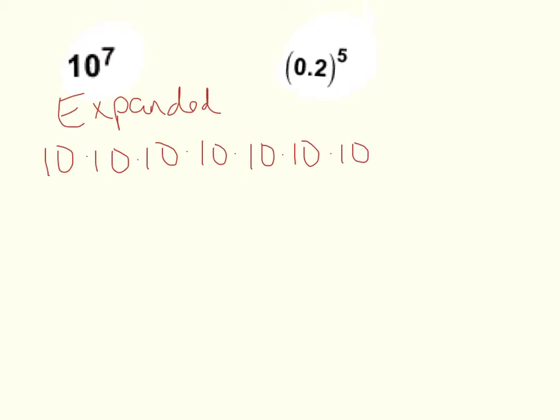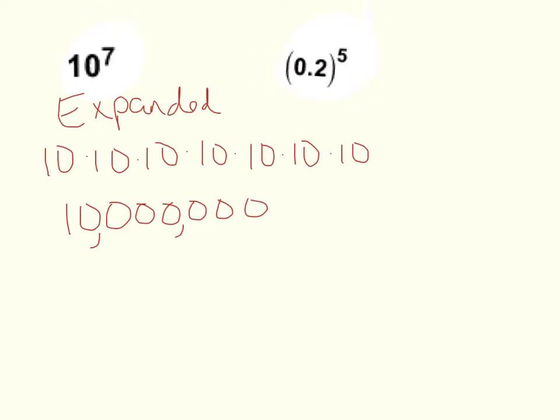Now, if we want to solve it, we would take 10 times 10 times 10. Now, 10s are easy because how many zeros there are is how many zeros are going to be in the answer. So since it's 10 times 10, 7 times, there's 7 zeros. So my answer is going to be 1 followed by 1, 2, 3, 4, 5, 6, 7 zeros. I'm putting my commas so it's easy to read. 10 million. So 10 to the 7th is 10 million. Okay. All right, let's look at the next one.